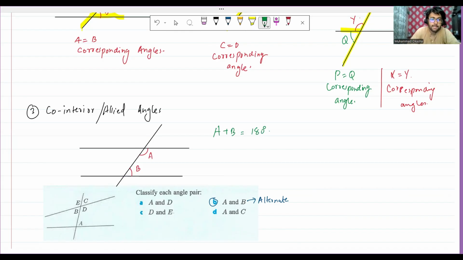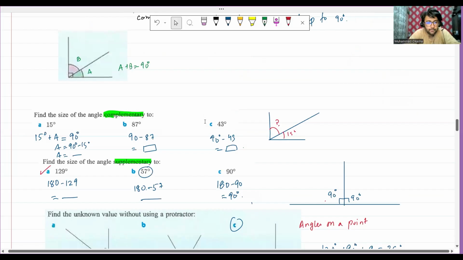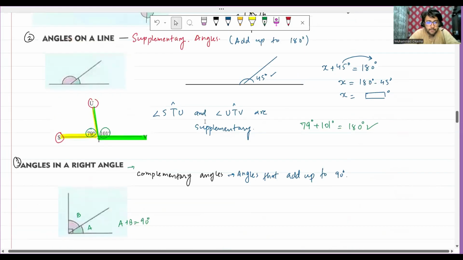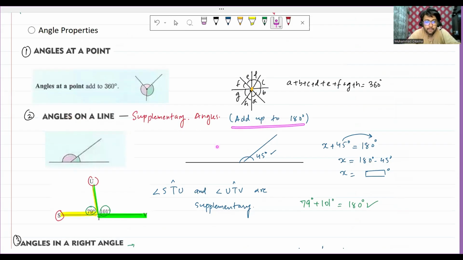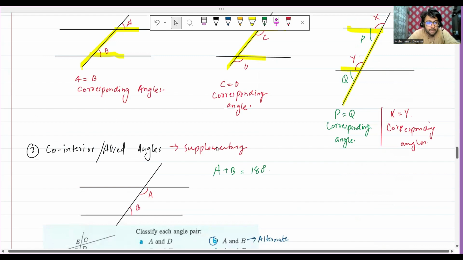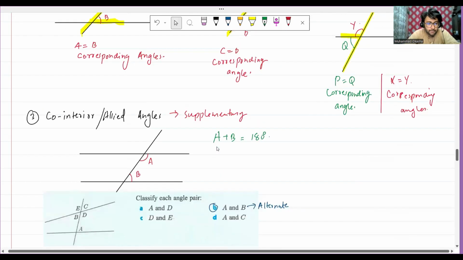So can I say that allied angles are supplementary? We talked about it a while ago: supplementary angles are those which add up to give 180 degrees. So allied angles or co-interior angles are definitely supplementary to each other.